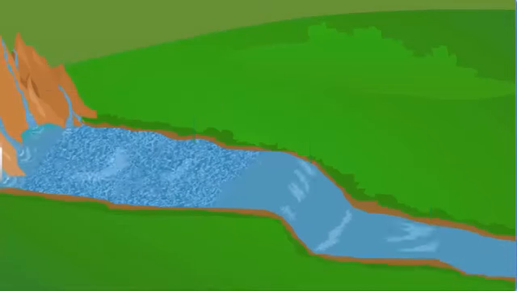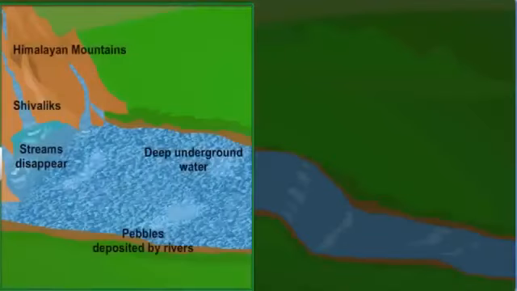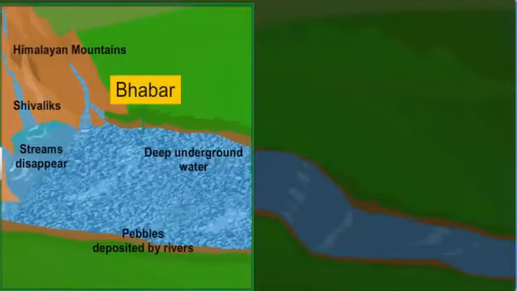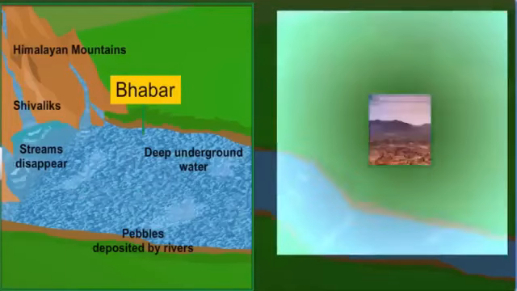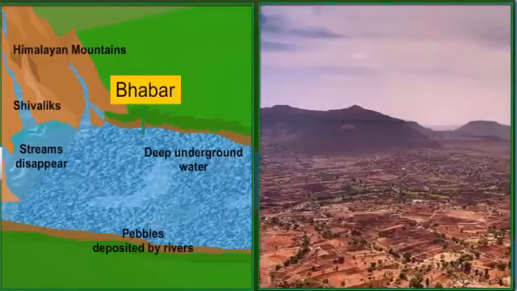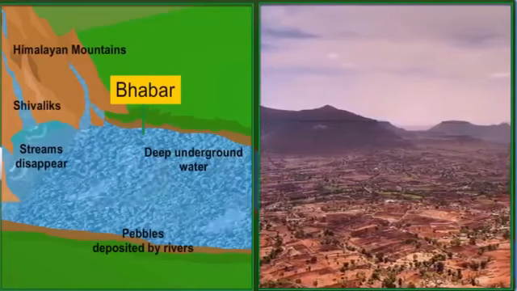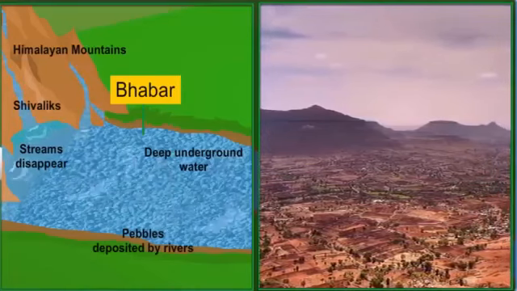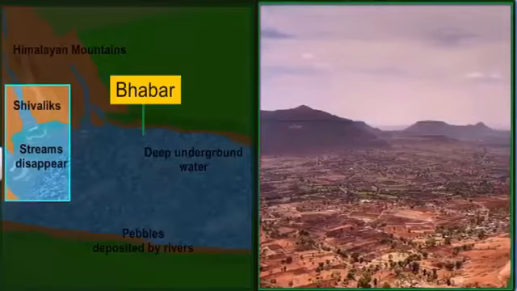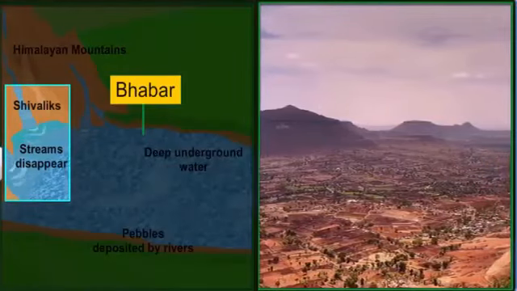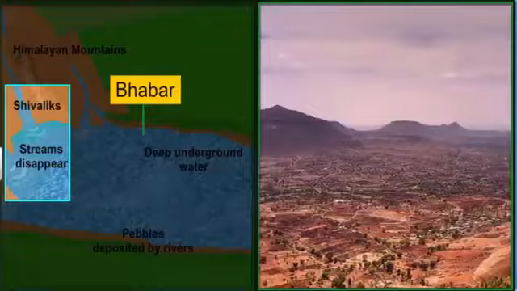We begin with the Bhabar region. The Bhabar region is a narrow belt of level surface in the northern plain, lying parallel to the slope of the Shivaliks. This region is about 8 to 16 kilometers wide.